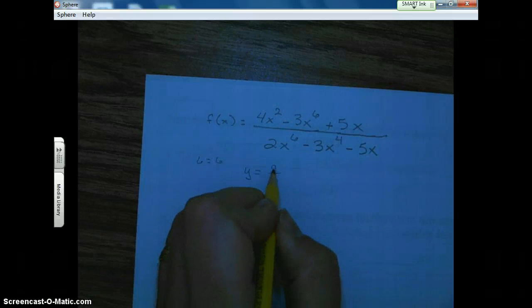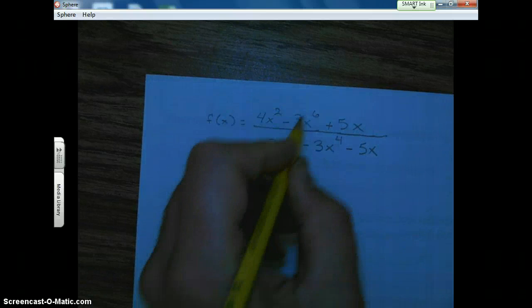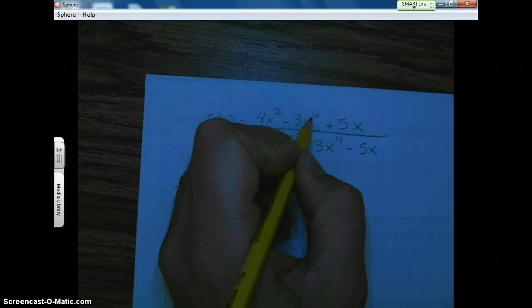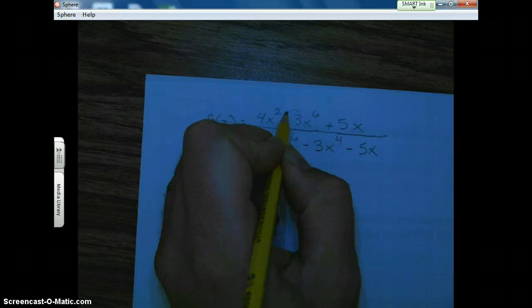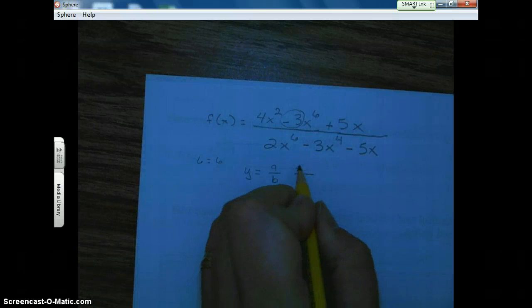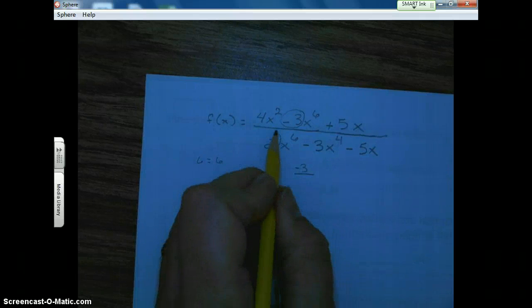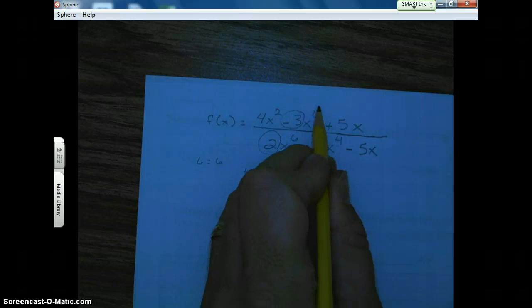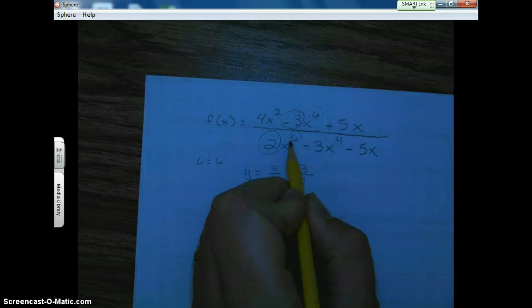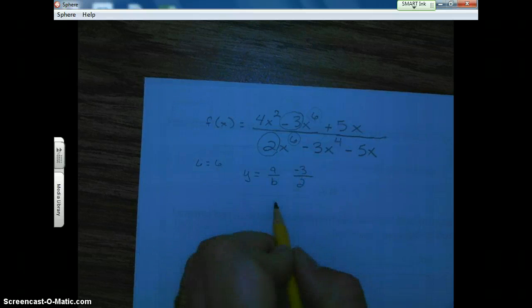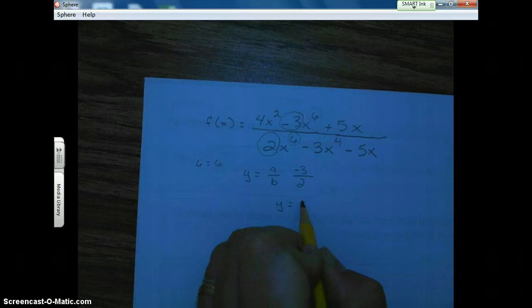Remember, a is going to be the coefficient on the variable with the largest exponent, the degree. So a is going to be -3, and b is going to be 2. Remember, they're going with the highest exponent. The coefficient is the number in front. So our horizontal asymptote will be y equals -3/2.